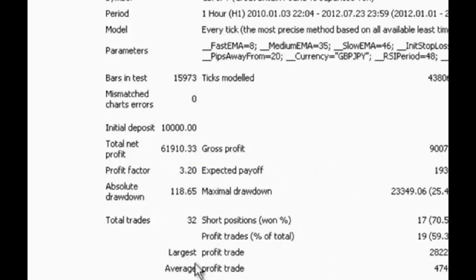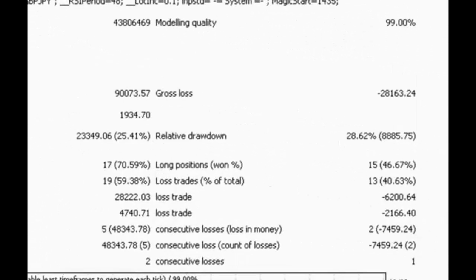Okay. Now, our percentage of total trades that are profitable is just about 60%, and the average profitable trade is 4,700. Yet our average losing trade is 2,100. The largest losing trade is 6,200. The largest profitable trade, 28,200.